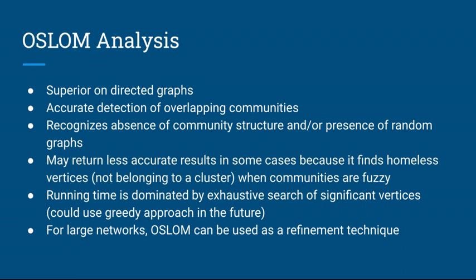It also accurately detects any overlapping communities, and it can recognize the absence of community structure and the presence of a random graph. However, it may return less accurate results in some cases because it finds homeless vertices when the communities are fuzzy. And the running time is dominated by an exhaustive search of significant vertices, although a greedy approach could possibly be used. So, for large networks, it could be used as a refinement technique.